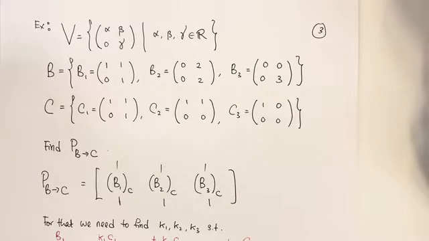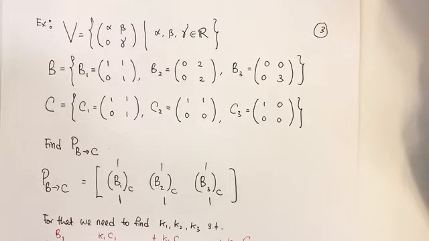Welcome back to the second video on section 4.6, change of basis. In this video, I'm going to show you a computational example on how to compute the transition matrix and how we use the transition matrix to compute the coordinates of a vector relative to different bases.